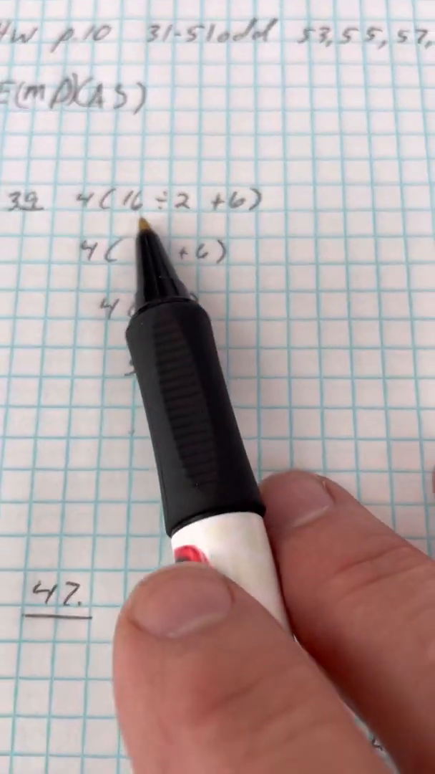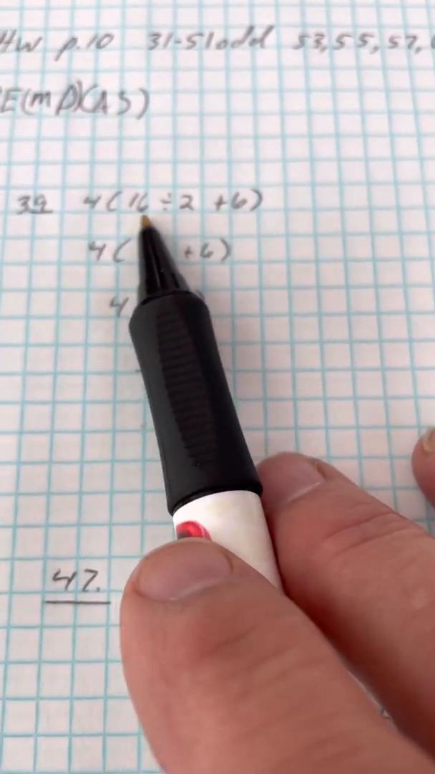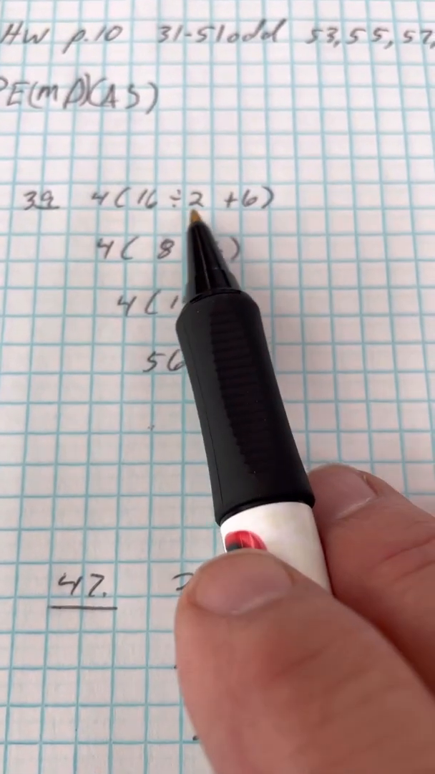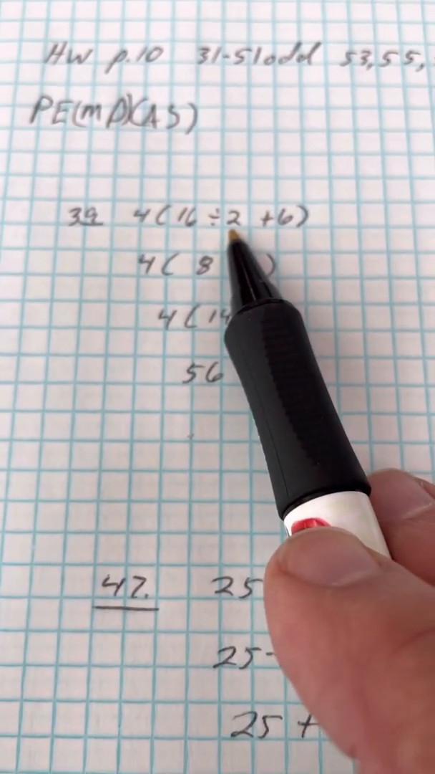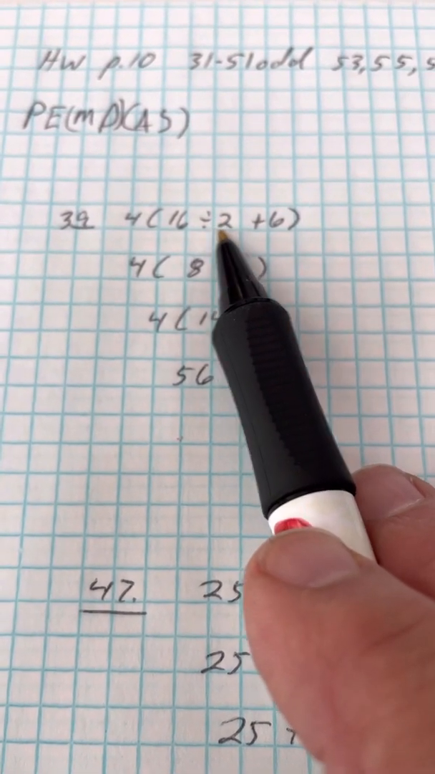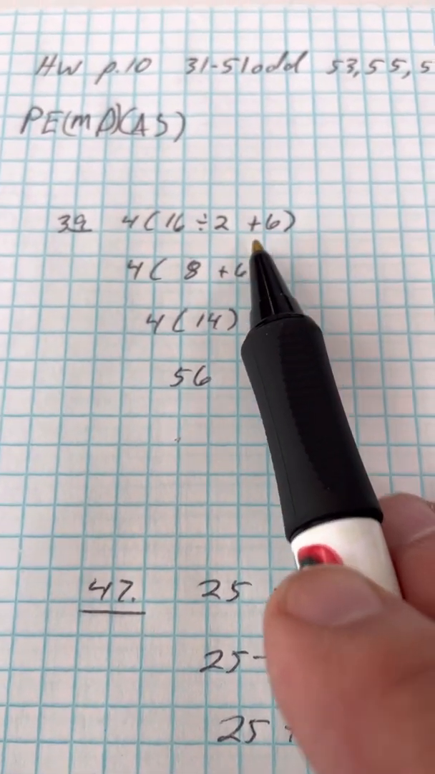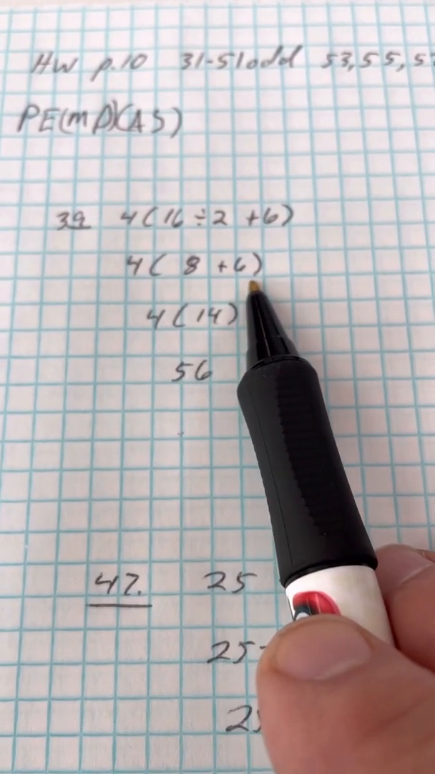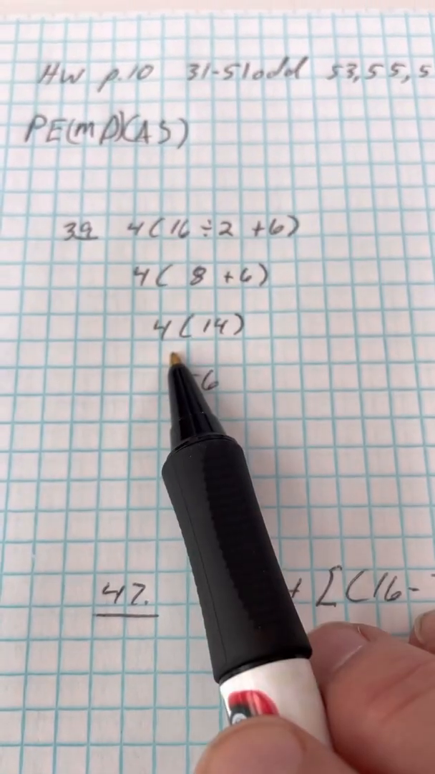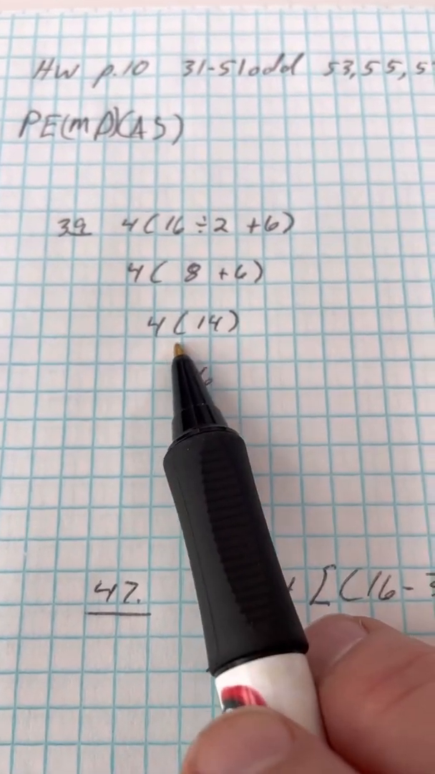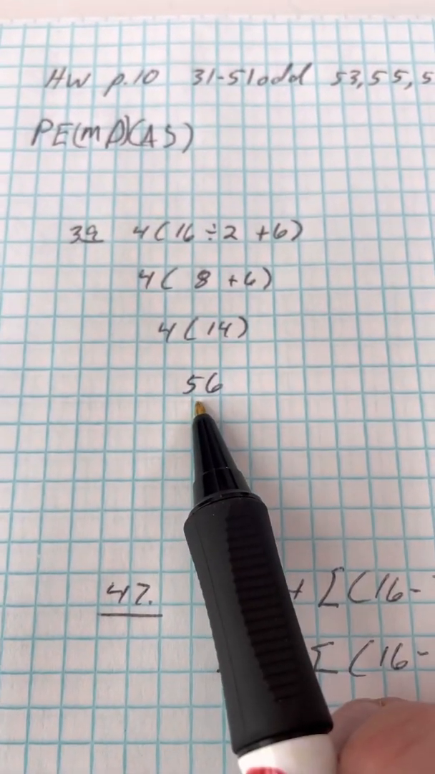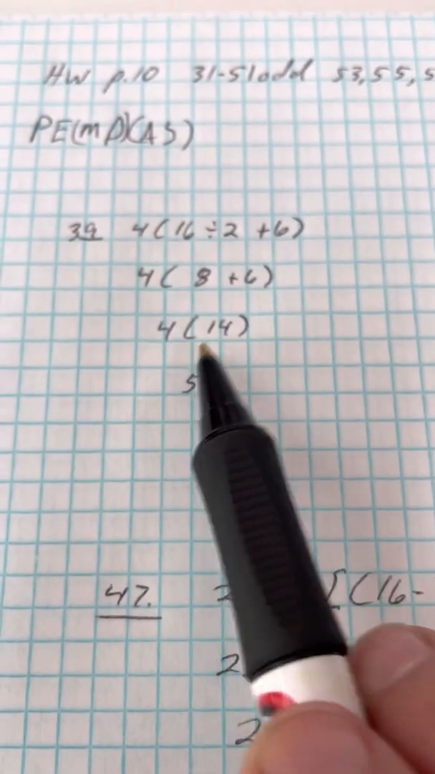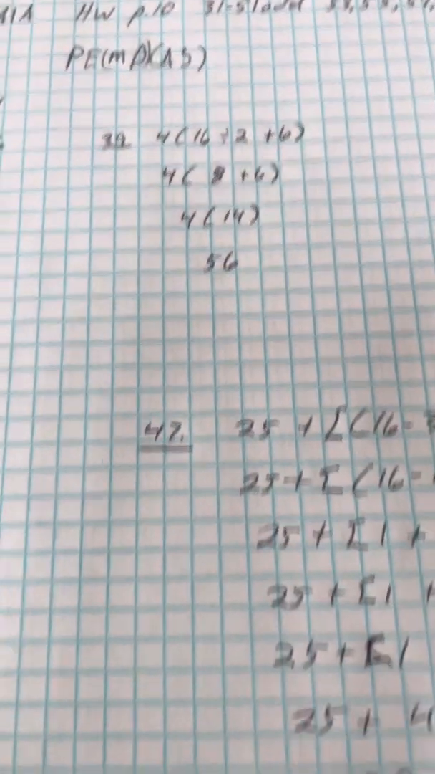For number 39, I have in parentheses 16 divided by 2 plus 6. So even inside the parentheses, I have to follow order of operations, and division comes before addition. So 16 divided by 2 gives me 8, and then 8 plus 6 gives me 14. Finally, I can do the 4 times that. 4 times 14 is 56. Remember, whenever a number is just next to something in parentheses, that means multiply.